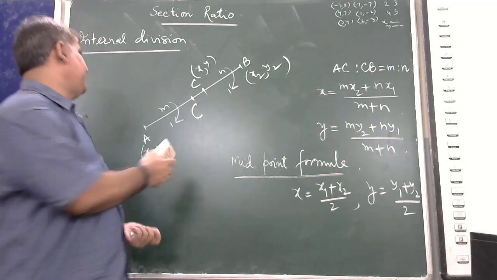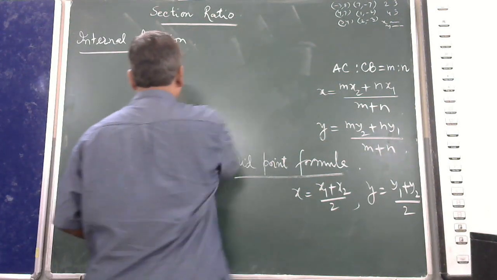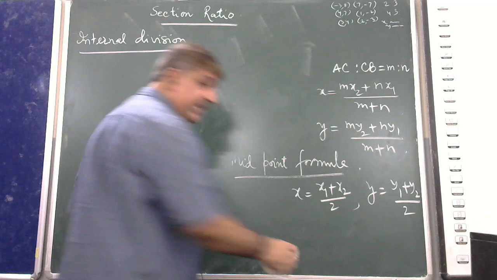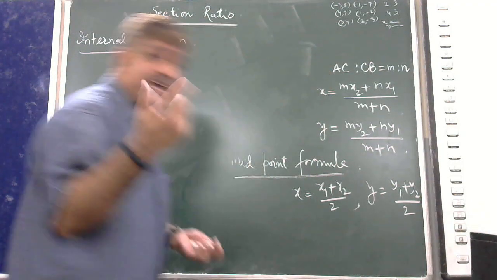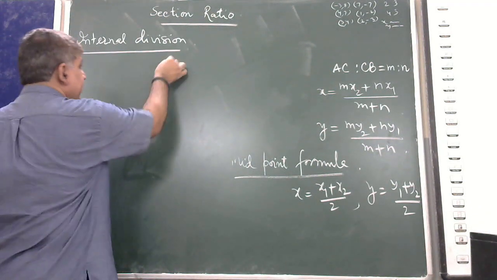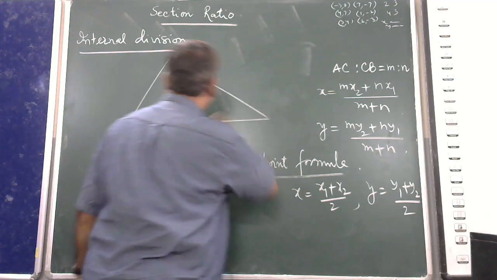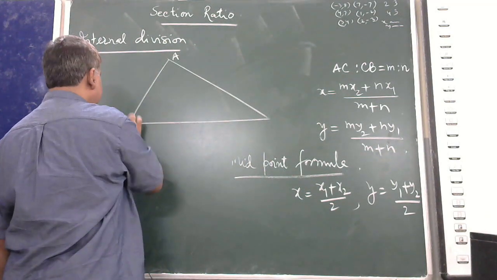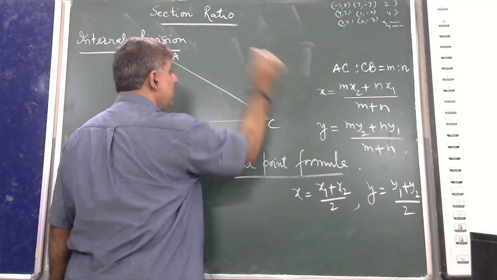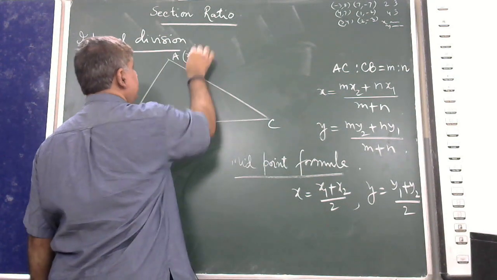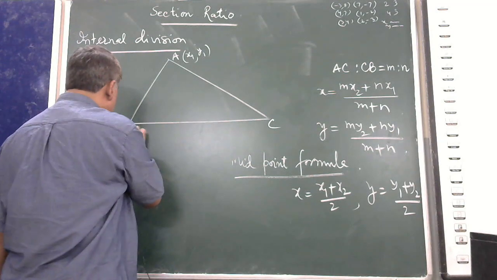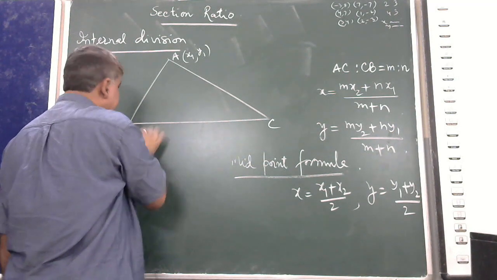One more formula is here. Suppose we have a triangle. Say ABC is a triangle. Now suppose the coordinates of A, B and C are (x1, y1), (x2, y2), (x3, y3).